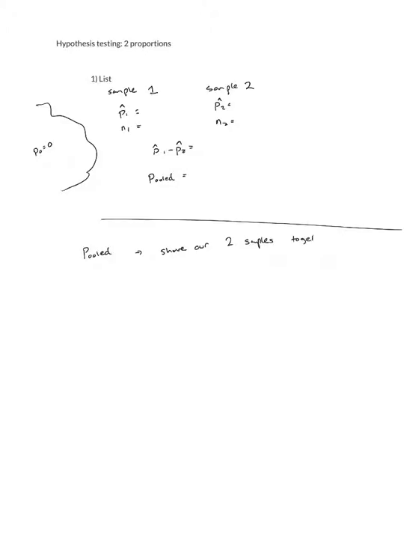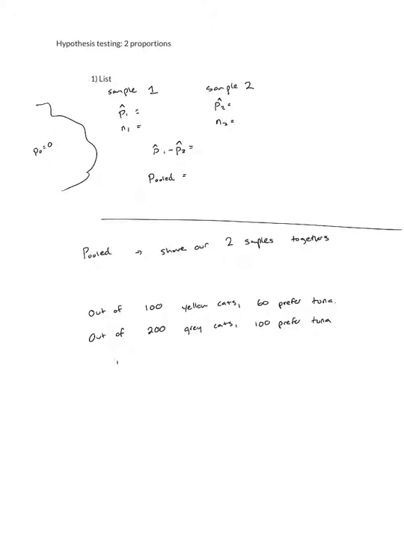And because of this, there's a couple different ways to calculate it. Let's look at an example here. Let's say that out of 100 yellow cats, 60 prefer tuna. Out of 200 gray cats, 100 prefer tuna.